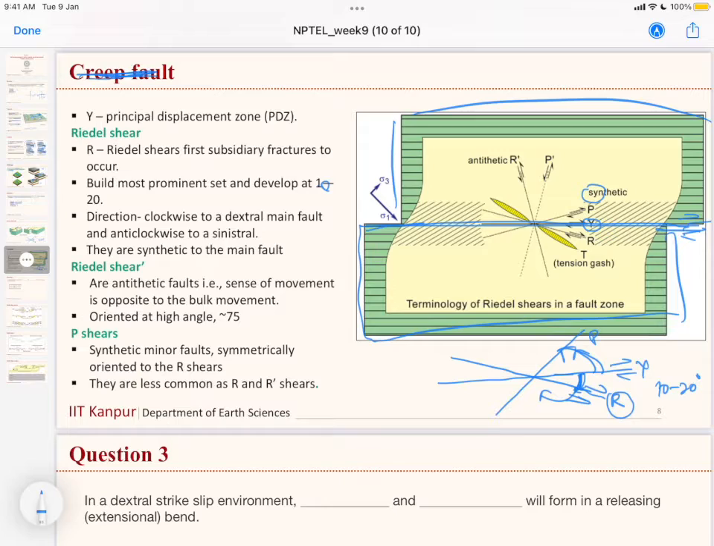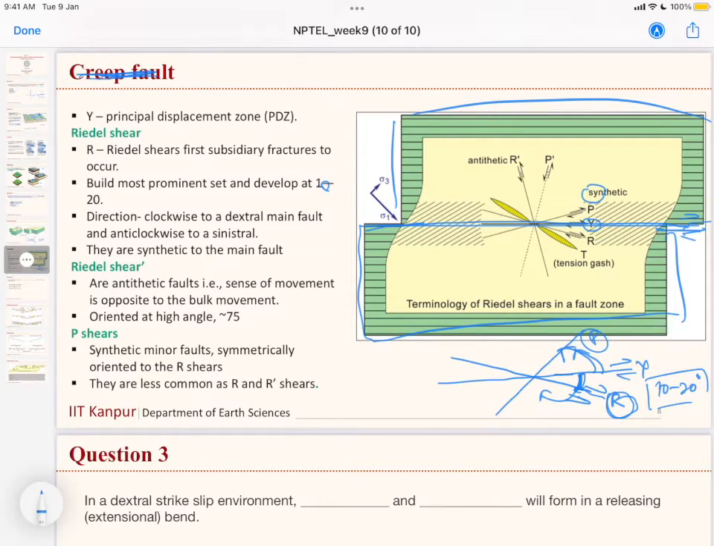And if we talk about the timing of their formation, first the synthetic fractures will create, and even in synthetic, first the radial shear fractures will form, that is the R. After that P will get formed and then R dash and P dash. So that would be the sequence of their formation. And if we talk about the R dash angle or its orientation, for the R we have seen that it forms at an angle around 10 to 20 degree, but for R dash, it forms at around 75 degree.